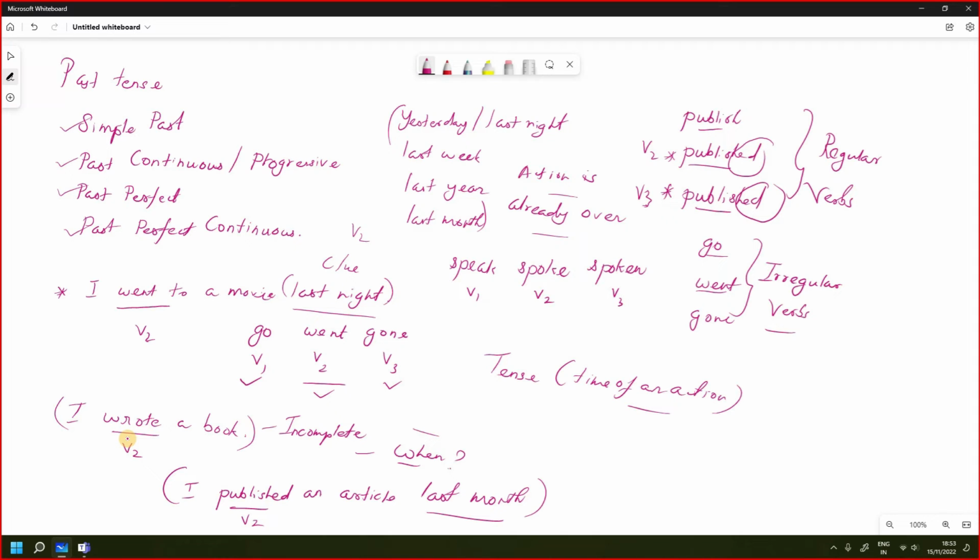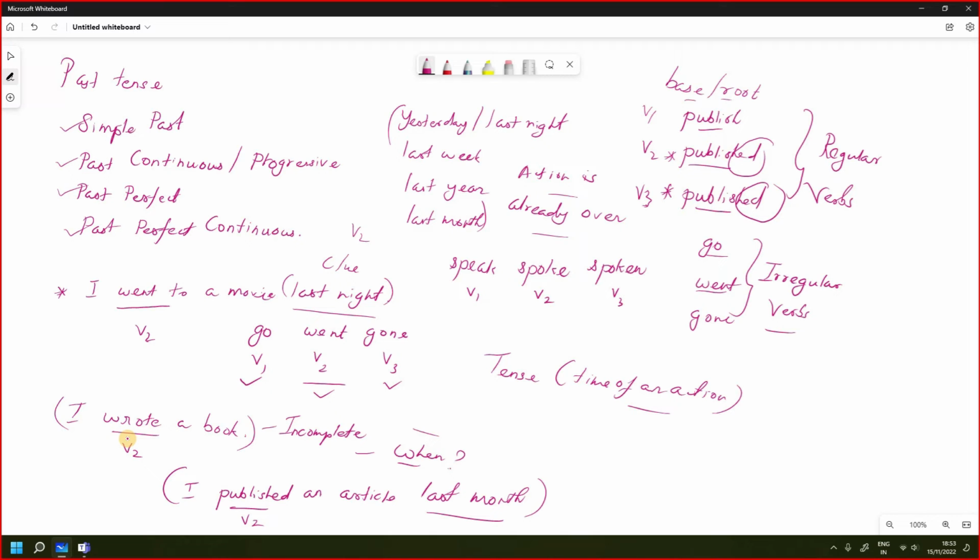Publish is the first form of the verb. This is the V1 form because this is the base word. This is the base, also called the root word, because it cannot be broken down any further. So we have to call it the root word or base word. We know that this is the beginning of this word, so we'll have it as V1.